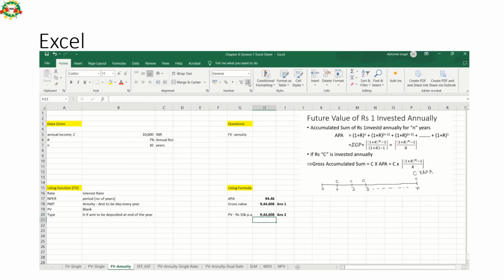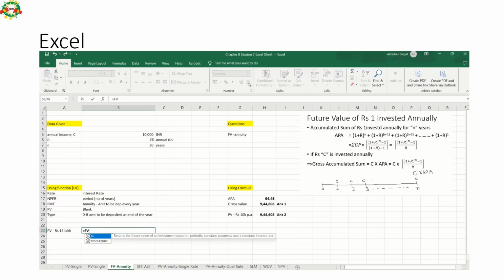Now let us solve this problem with the help of the direct function. So present value, rupees 16 lakh. So we have to use the FV function, future value function. Type FV and bracket open. Then first it will ask for rate of interest. Rate of interest given in this question is 7%. Then number of periods, 30 years.